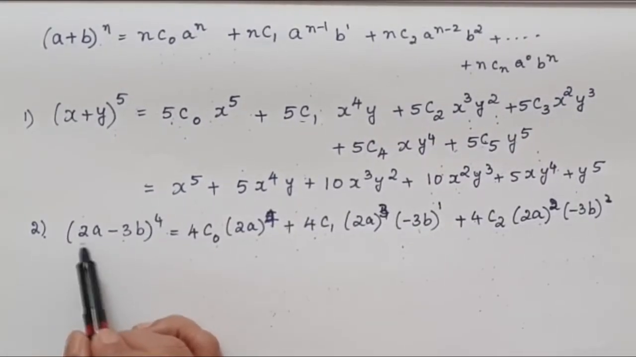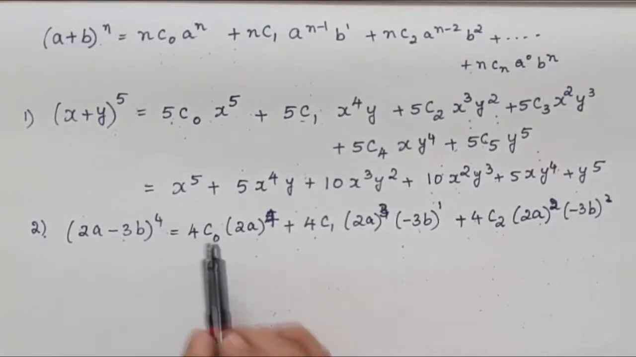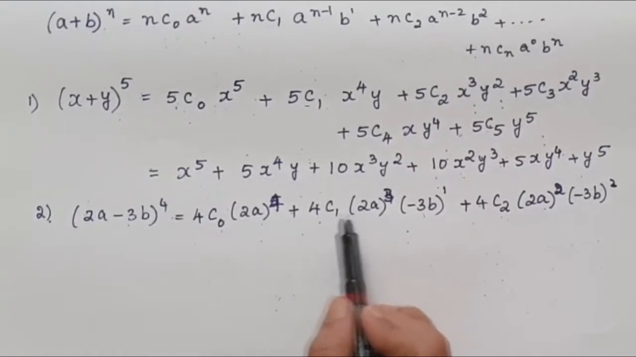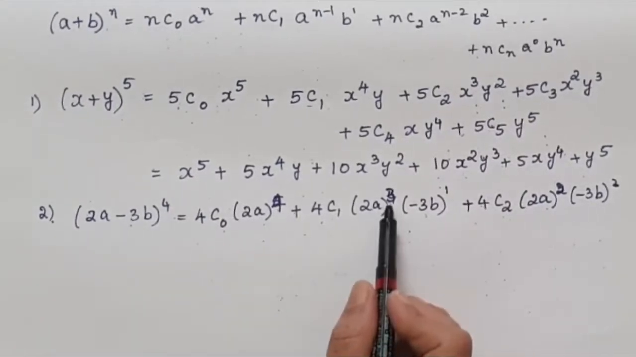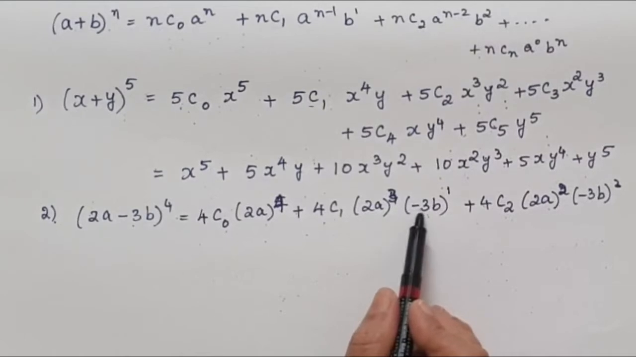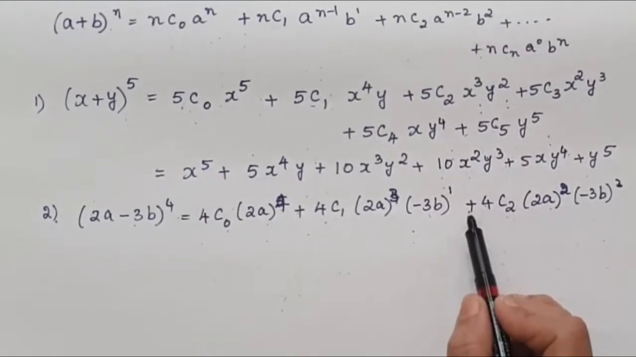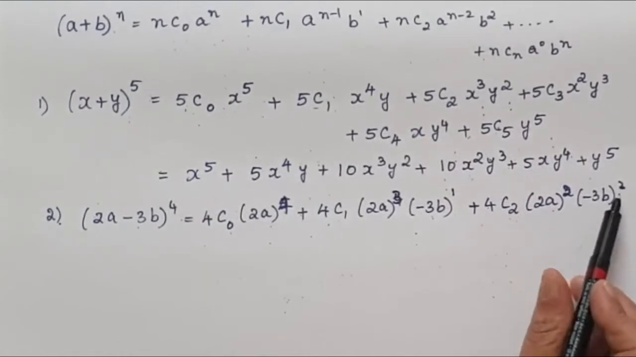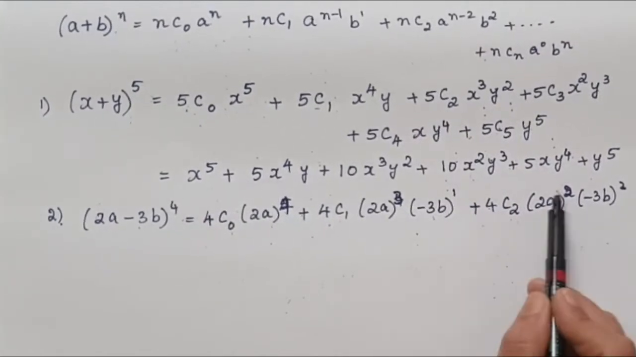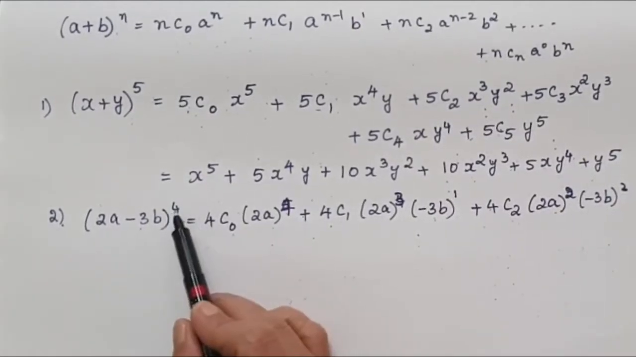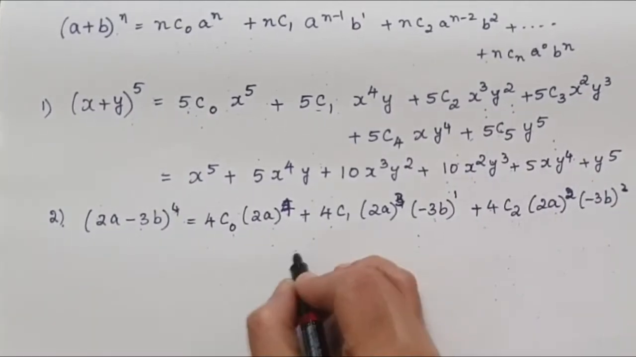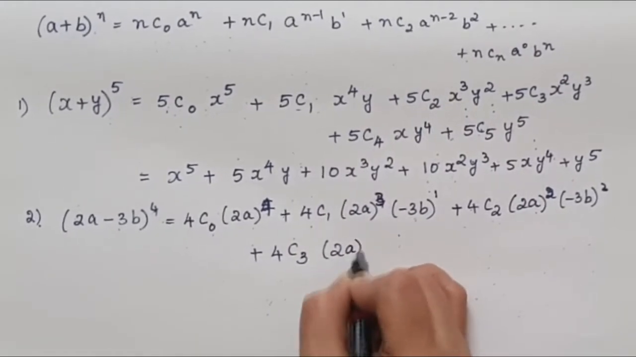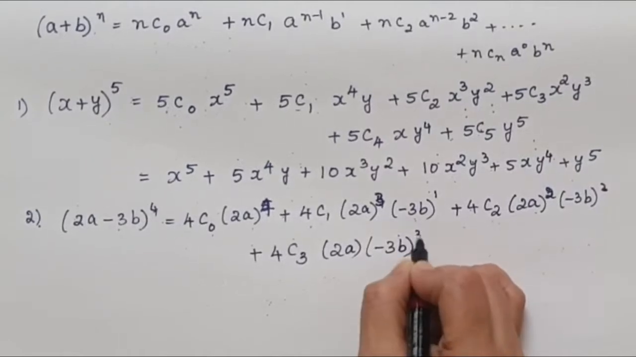Now the second question, (2a minus 3b) the whole power 4. So it is 4C0 into (2a) to the power of 4 plus 4C1. Here it is 4, so reduce the power. So (2a) the whole cube, (minus 3b) the whole power 1, plus 4C2. Here it is 3, reduce the power. So it is square, (minus 3b) the whole square. So in all these cases, when you add the powers, it has to be only the highest power, which is 4 for that particular question. Then 4C2, then comes 4C3 into 2a into (minus 3b) to the power of 3.